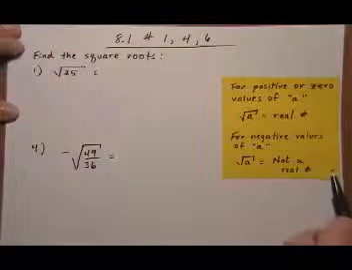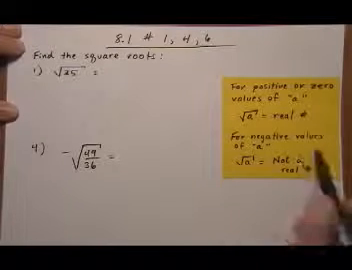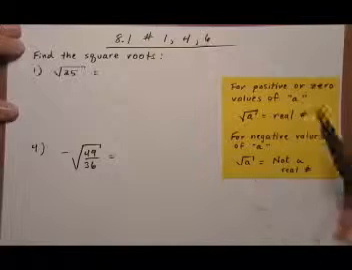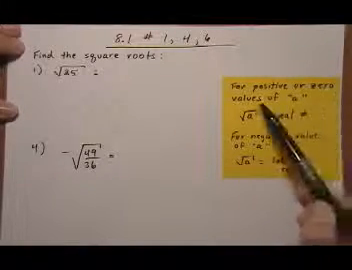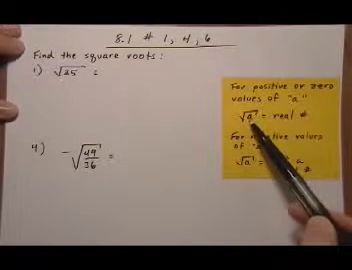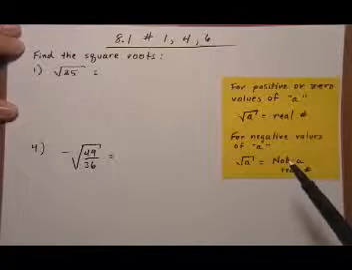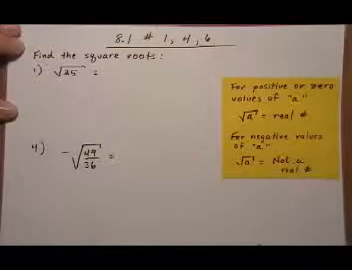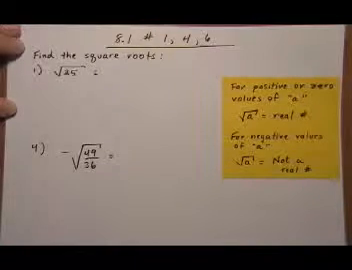Find the square roots of the following numbers. This property box on the right here shows what's going on in these examples. If we have a positive or a zero value inside the root for a, we will get a real number answer. If we have a negative value inside the root, we will not get a real number. So let's take a look.